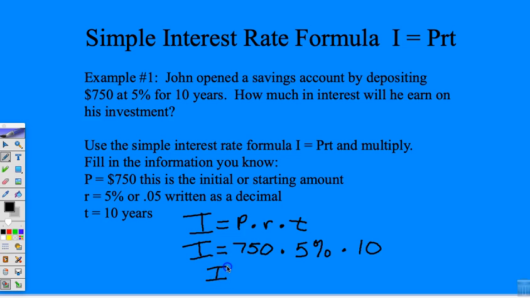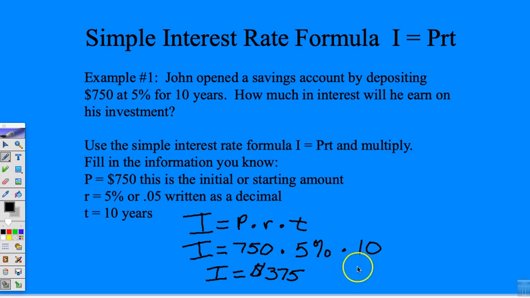So if you've got your calculator handy, go ahead and enter those amounts. 750 times, now if you're using your percent key, enter 5 and then the percent symbol, times 10. When you're finished with that, you should get an amount of $375. Now, because I'm talking about money, I am going to use my dollar sign here. So that means that John earned $375 on his savings account.